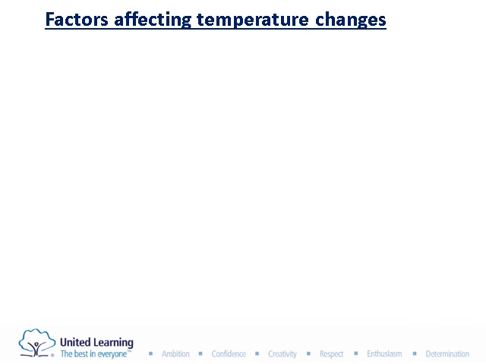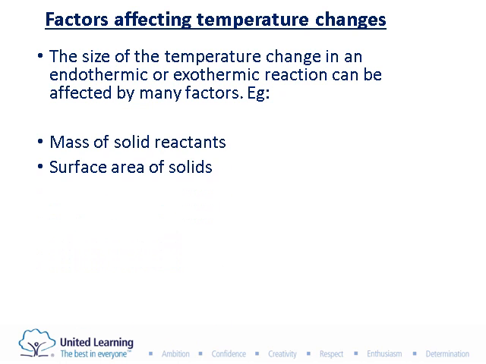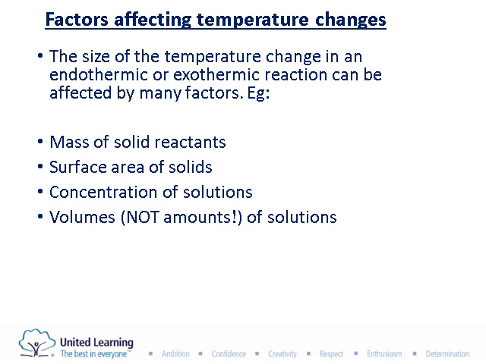So the factors affecting temperature changes can be several things. The mass of the solid reactants and the surface area of them, the concentration of the solutions being used, the volumes of the solutions being used. I'm using the word solution to describe any chemical which has been dissolved in water, like the copper sulfate we were just talking about.